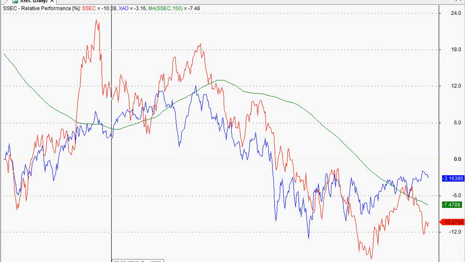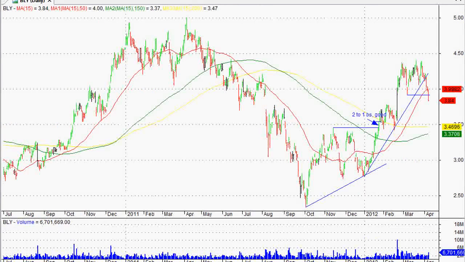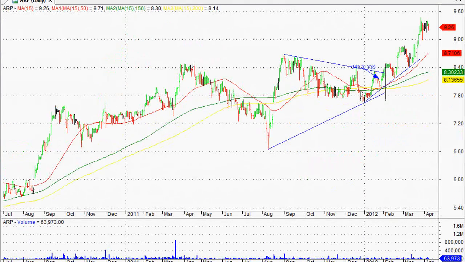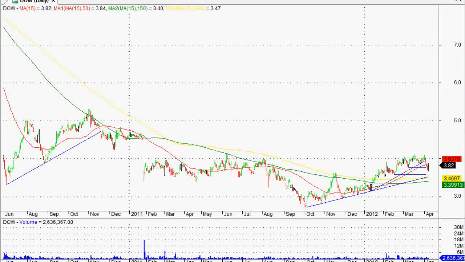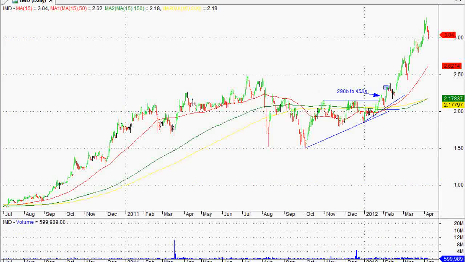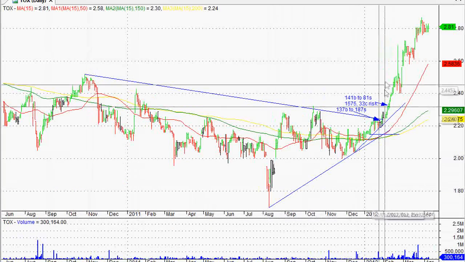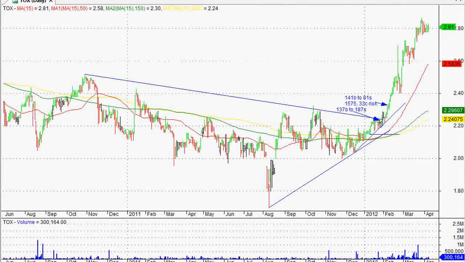Obviously, in the individual stocks that I'm personally holding, there's a few that have been stopped out. I think BLY is getting stopped out today, but ARP is still going strong. I think DOW is coming close to being stopped out. COF is still going strong. IMD is still going strong. Other ones, TOX is still going strong. I mean, beautiful trends, these ones. But there are definitely more that are starting to get stopped out.